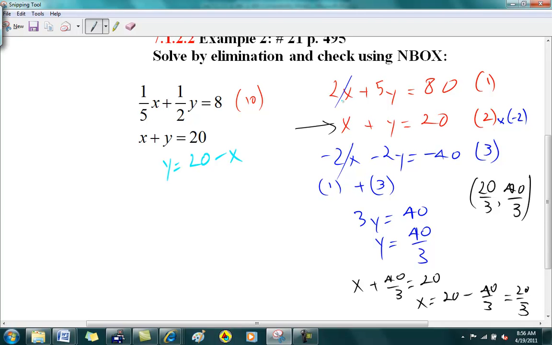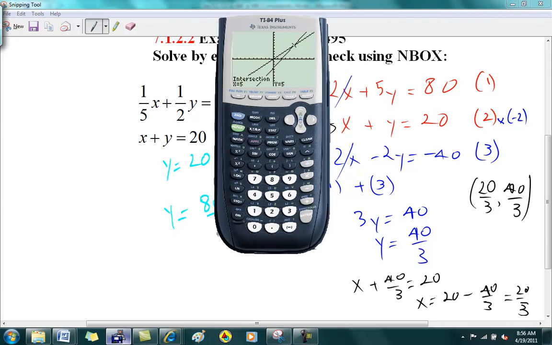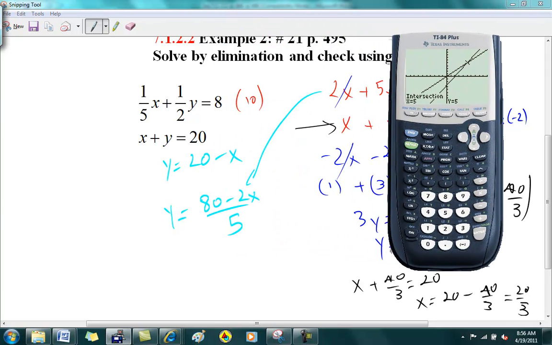The top equation, if I isolate the y variable, I get y is equal to (80 minus 2x) over 5. These are the two equations that I need to put into my graphing calculator. So let's go do that. Clear that. The top one is 20 minus x, and the bottom one is parenthesis 80 minus 2x, all divided by 5, and graph that.